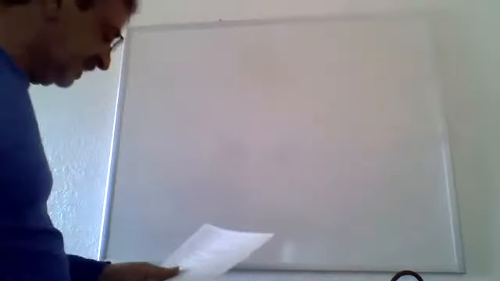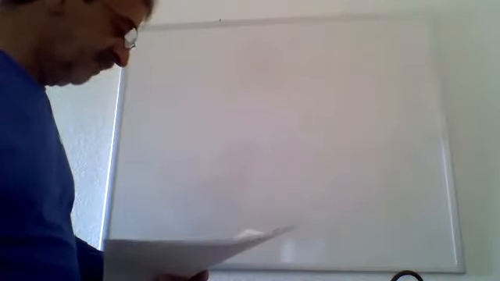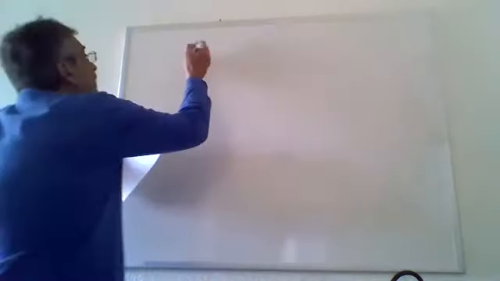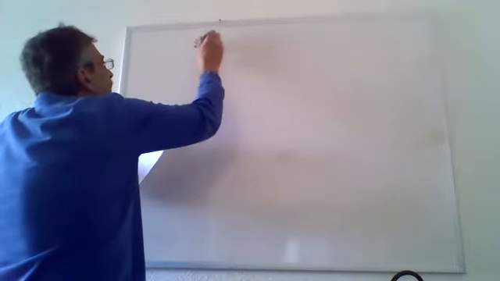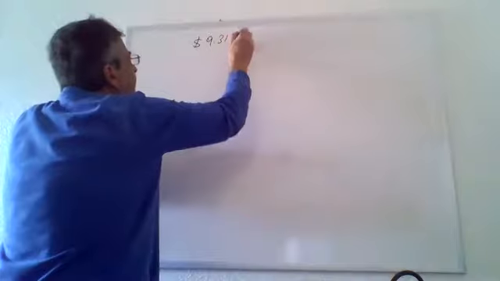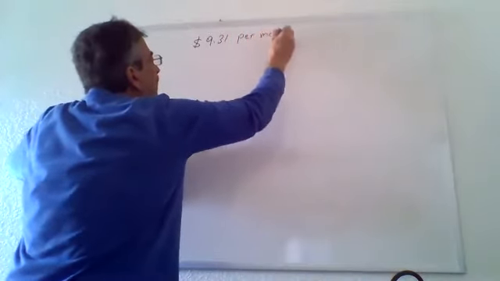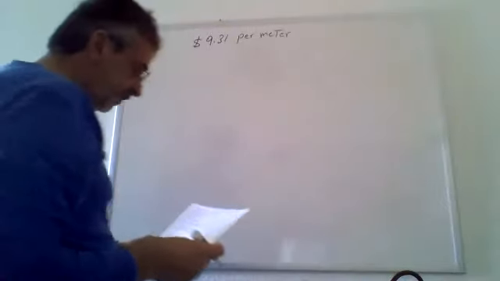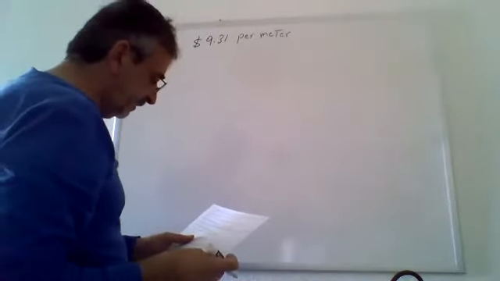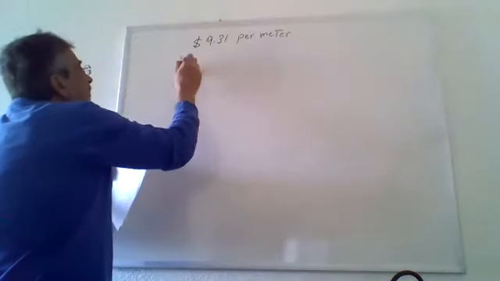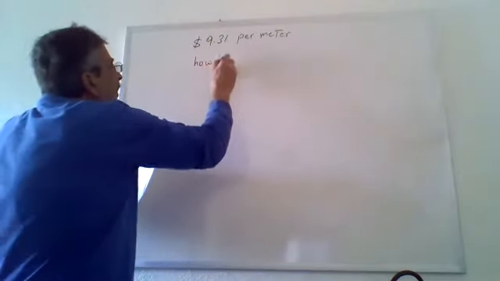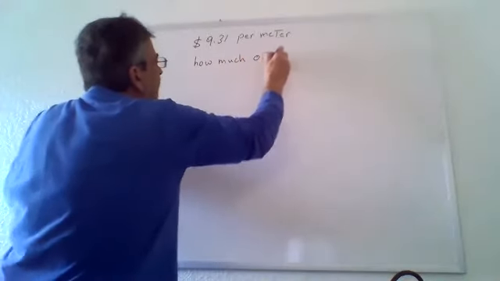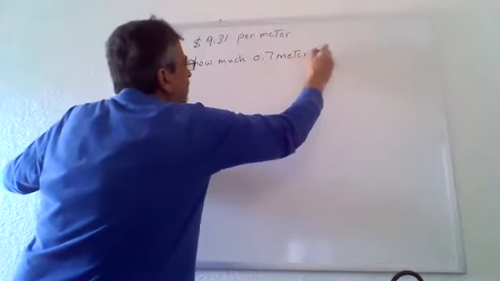The next one is Sid needs 0.7 meter of canvas material to make a carry-all bag for his wheelchair. It says canvas is $9.31 per meter. So we have $9.31 per meter. It says how much will Sid spend? So how much does 0.7 meter cost?